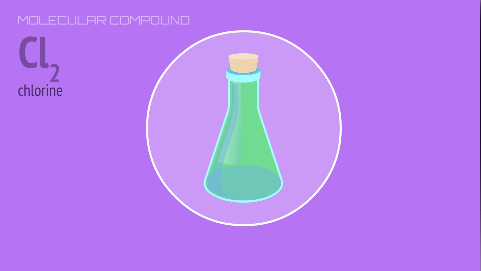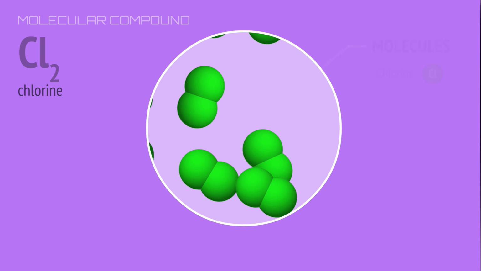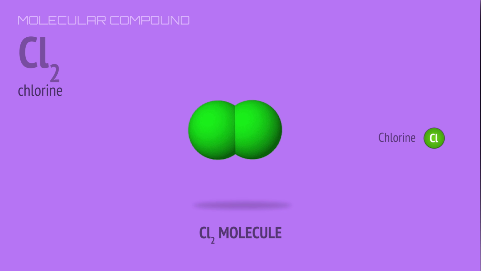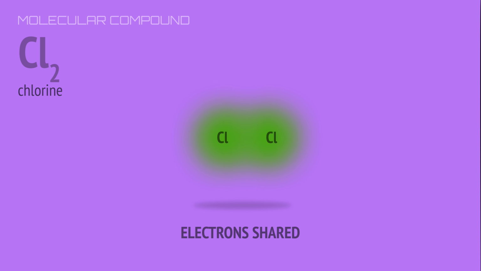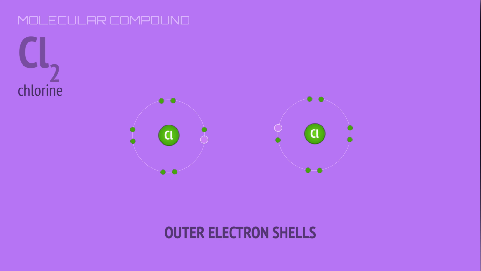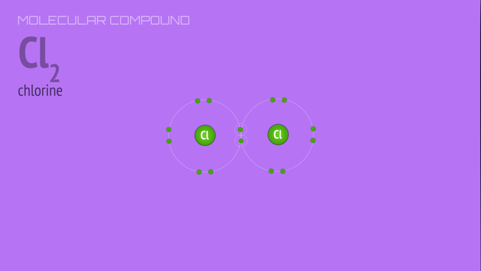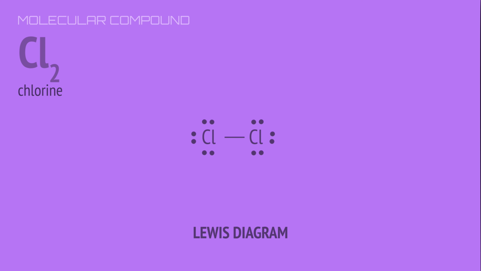Chlorine gas exists as diatomic molecules of chlorine. These molecules have 2 chlorine atoms held together by a single covalent bond, the result of a shared pair of electrons between the atoms. The empty electron locations in each atom are filled when they share a pair of electrons. Each chlorine atom now has 8 outer electrons and therefore a full outer shell. And here's the Lewis diagram with a line representing the single covalent bond.